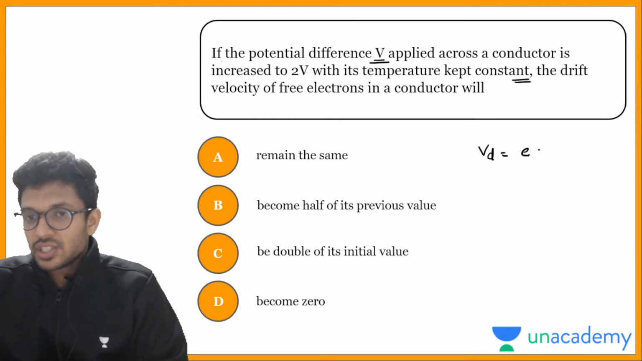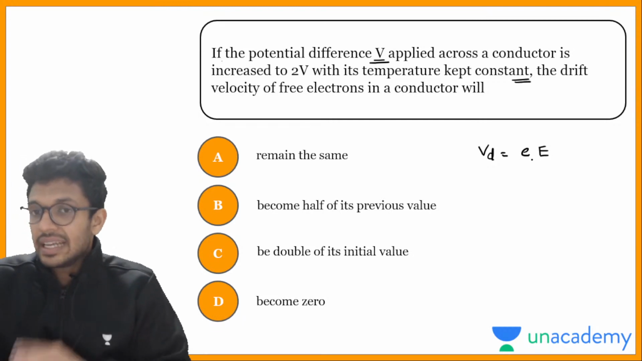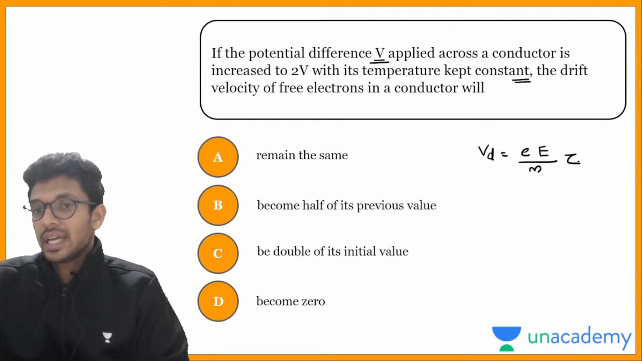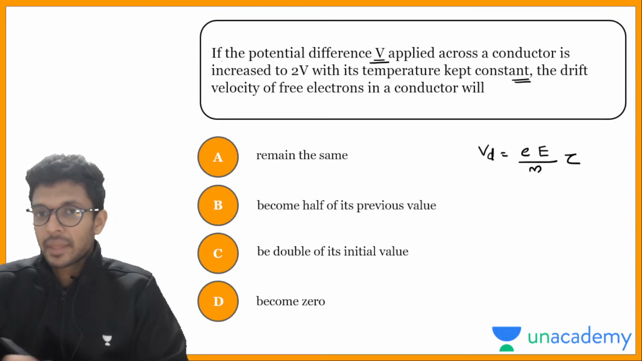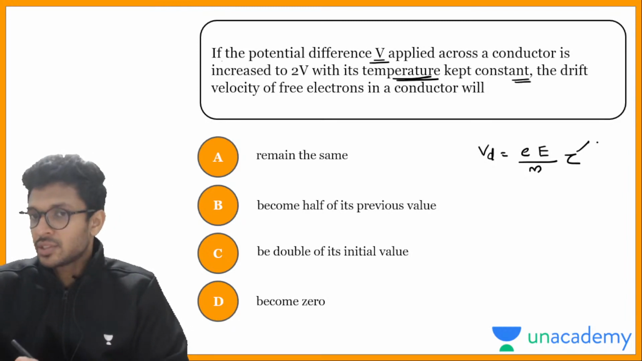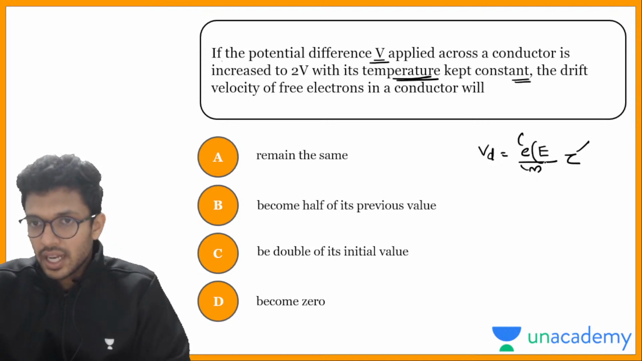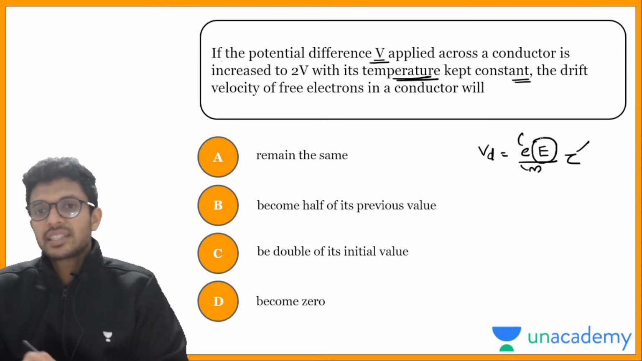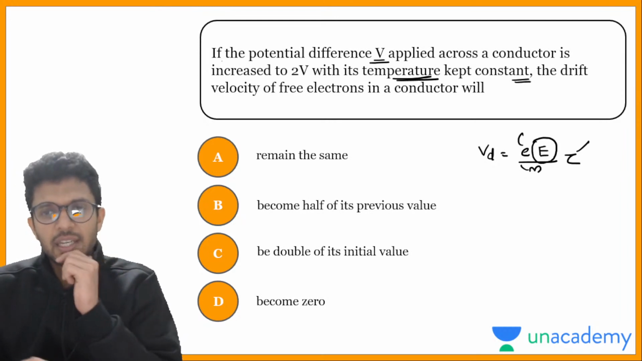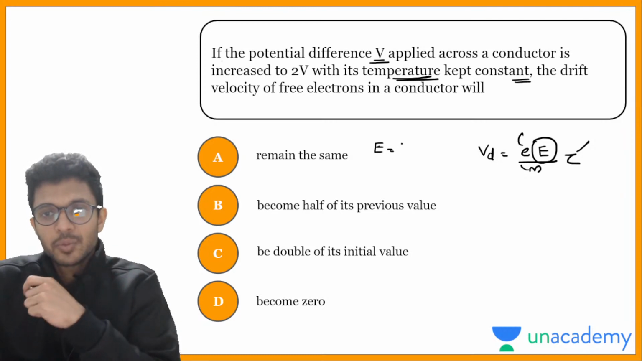E, that is electronic charge, capital E, electric field, divided by mass of electron into tau, that is the relaxation time. Now, as the temperature is kept constant, relaxation time is a constant, electronic charge and mass of an electron, that is also a constant, right? Now, let's see from electric field how we can get the formula for potential difference. Anybody? Does anyone know the relationship between electric field and potential?